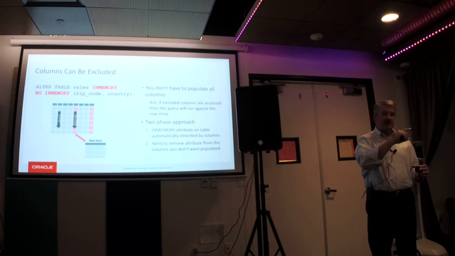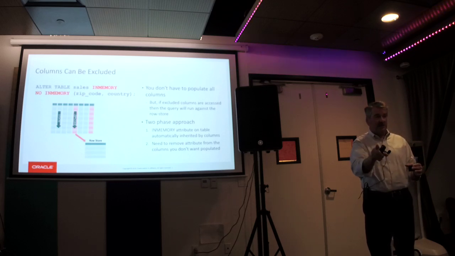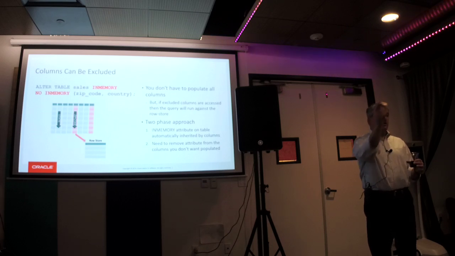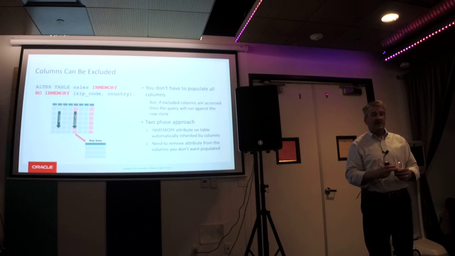What happens is we'll use the data that's in the column store, we'll access it there in those IMCUs, and all the rest of the data will go to the row store and get it. So your query won't get an error, but it won't run as fast as if all of it was populated. And so you won't get an error message.